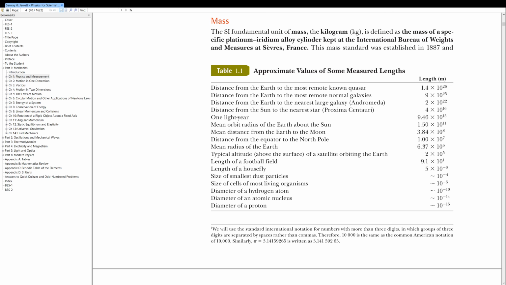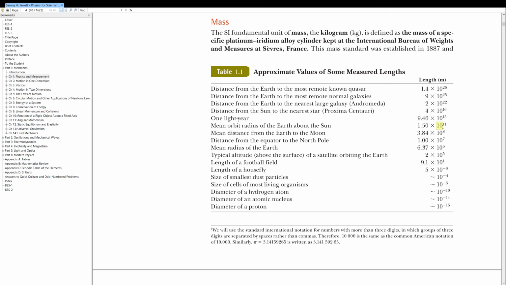And then the orbit radius of the Earth about the Sun, I believe that's from the center of the sun, not the surface of the sun. Not that it'd make much difference, but that's 10 to the 11. So 11 zeros, or actually 1.50 times 1 with 11 zeros. That's a big number. Anyway, these numbers get really big really fast. So multiply that by 10,000, you get 1 light year. Multiply that by 10 more, and you get the distance from the sun to the nearest star, Proxima Centauri.